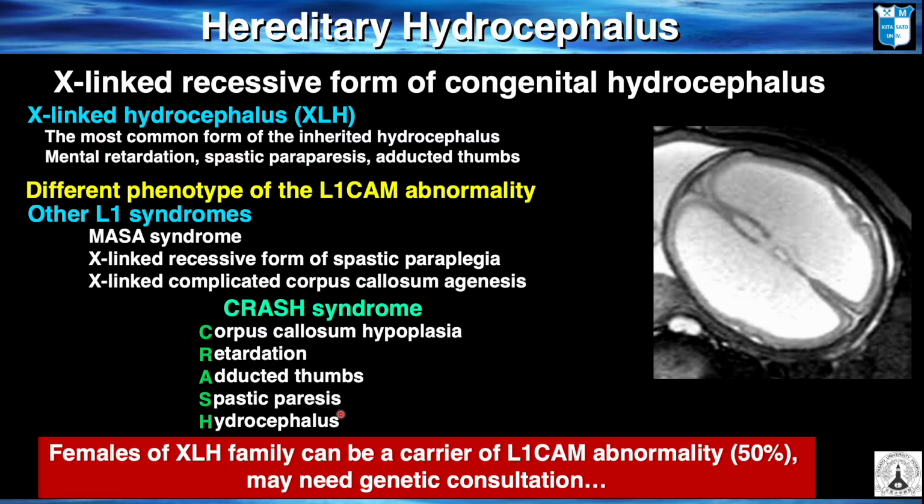So we should be very careful about the female X-linked hydrocephalus family. She can be a carrier of L1 CAM abnormality, 50%. So they may need genetic consultation when they grow old and have a baby or marriage. They may need some genetic consultation.